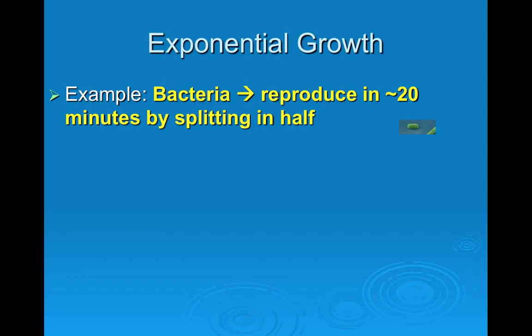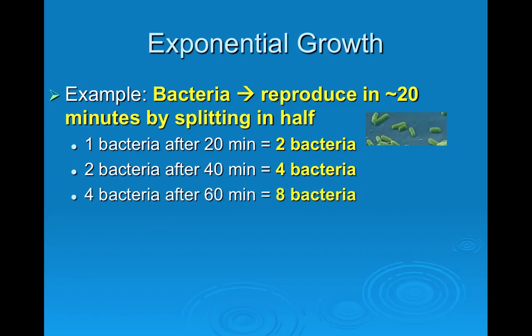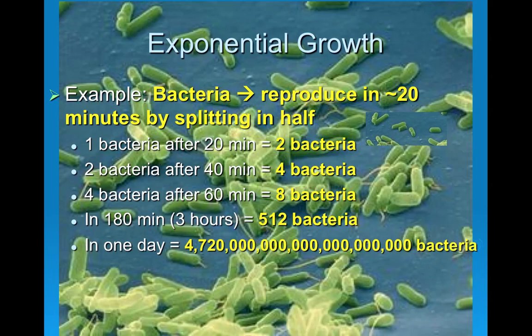So bacteria, they reproduce in 20 minutes by splitting in half. So if you have one bacteria, after 20 minutes that's going to be 2 bacteria. 20 minutes later, 2 bacteria turn to 4. 60 minutes after you started, 4 bacteria turned to 8. In 180 minutes, just 3 hours, you have 512 bacteria. And then in one day, 24 hours, you have that number right there.